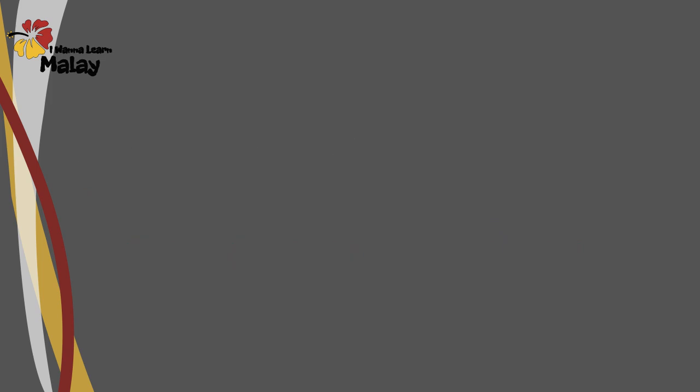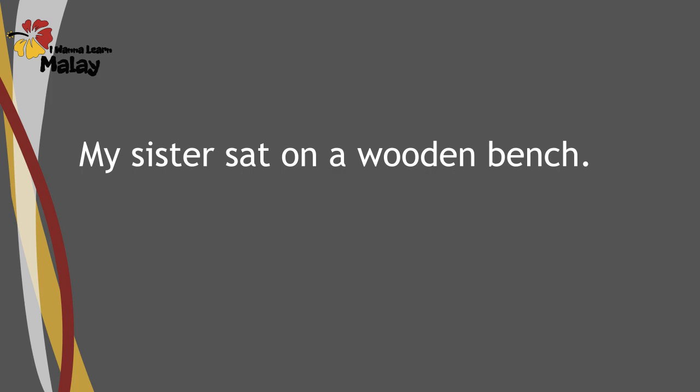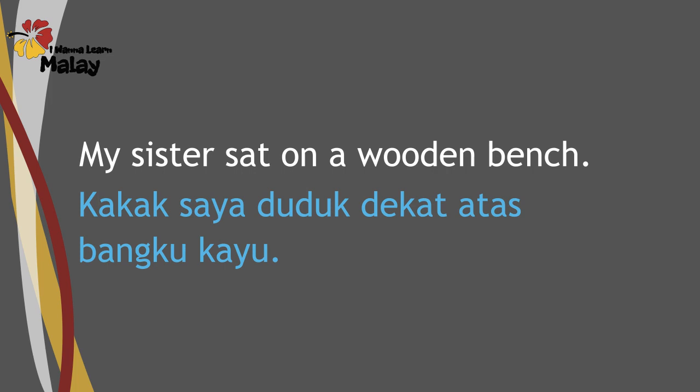How do you say, my sister sat on a wooden bench? If we are referring to an older sister, we use the word kakak. A bench in Malay is bangku. A wooden bench is bangku kayu. So the full sentence is, kakak saya duduk atas bangku kayu. Again, you can use di atas bangku kayu here.